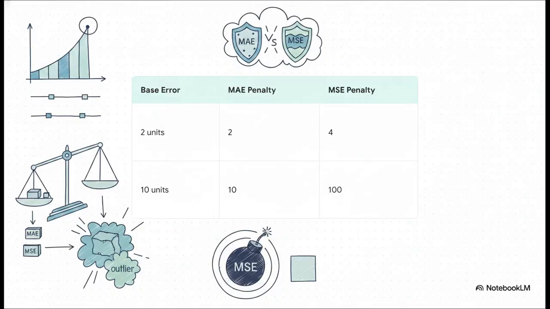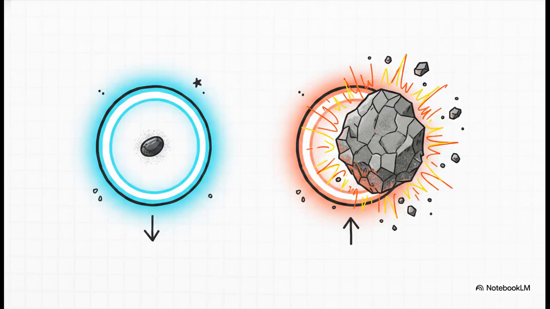With a standard error of 2 units, MAE penalizes the model by 2 and MSE penalizes it by 4. A noticeable difference, but totally manageable. But look at the outlier. An error of 10 units results in an MAE penalty of 10, but the MSE penalty literally explodes to 100. This is a really fascinating functional quirk of squaring numbers.